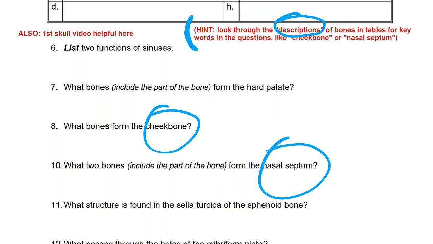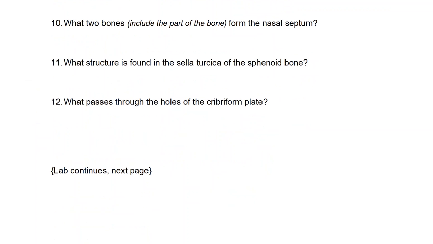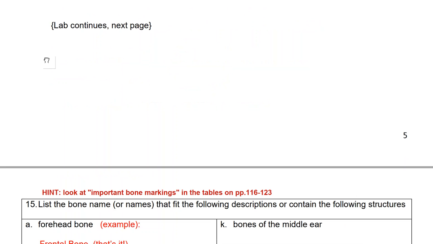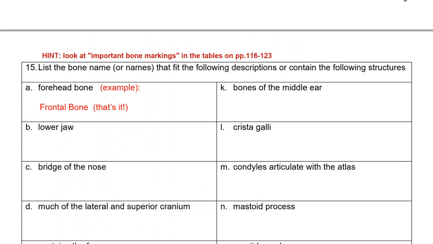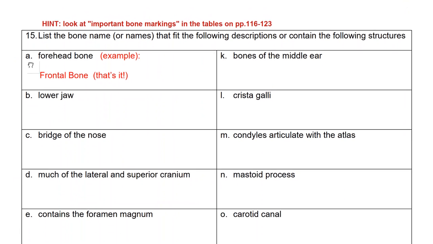It's not always in the little paragraph print of your lab report. All of that stuff. So just again, look for names of stuff in the descriptions, and it'll help you find the answers to this. Then bone markings. And so on number 15, there's a great example here, so use it.